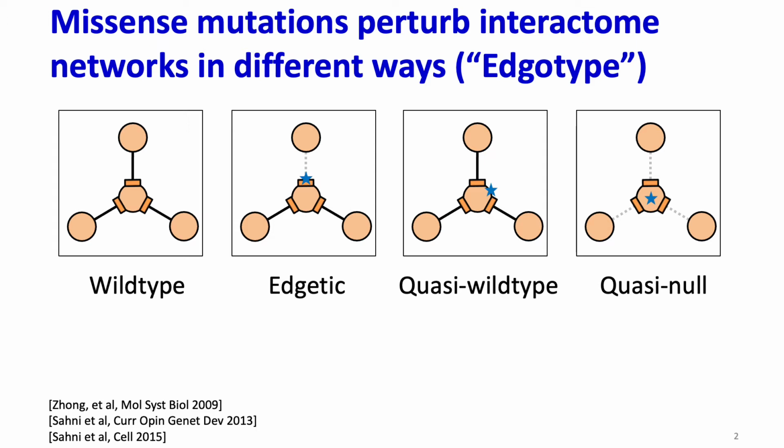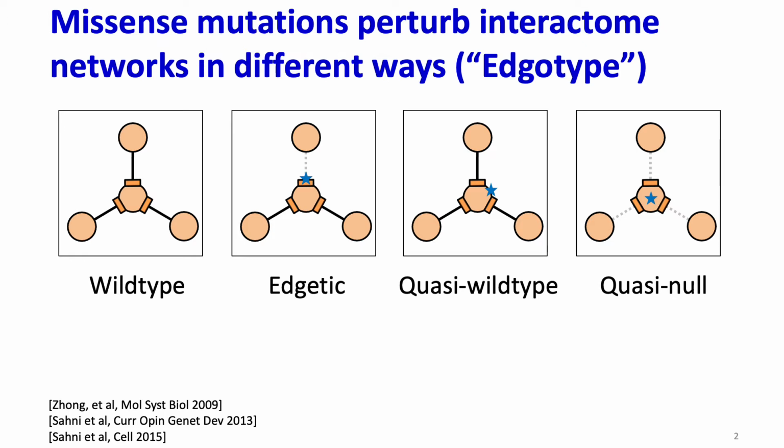For example, here we have the wild-type protein interacting with three other proteins. We also have three different mutations on the same protein, but with different edgotypes. The first mutation specifically disrupts the first edge, leaving the other two edges intact. This mutation is called an agetic mutation.